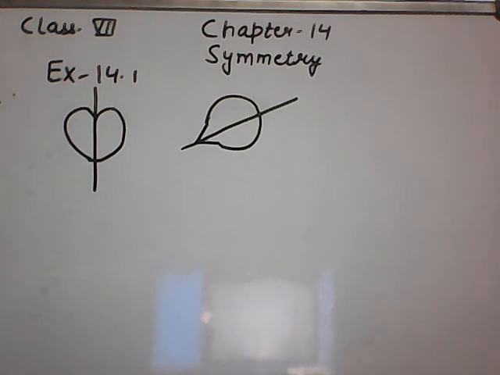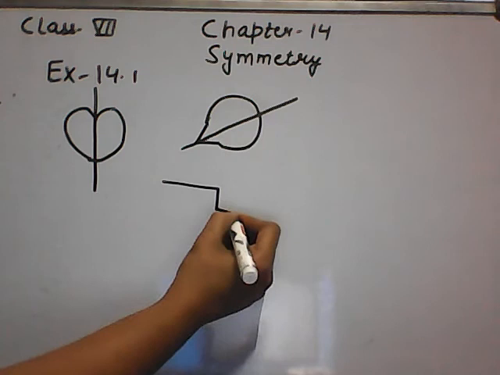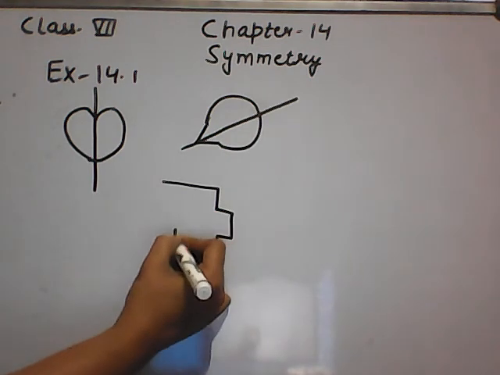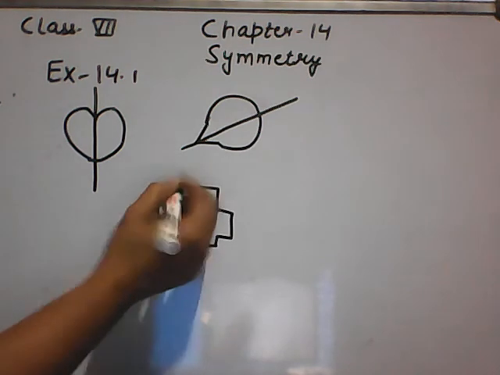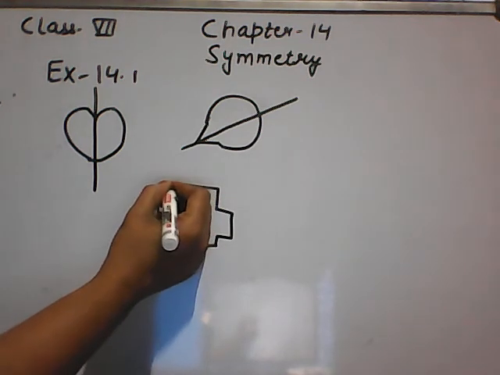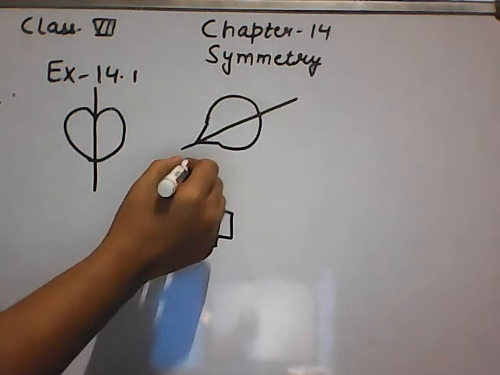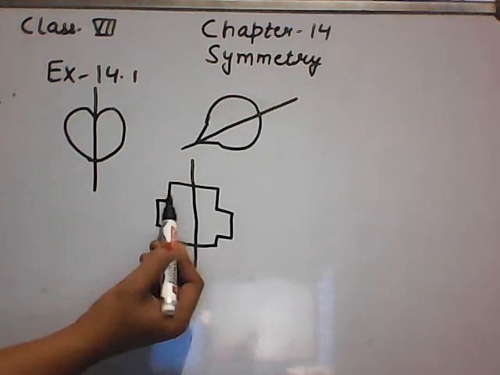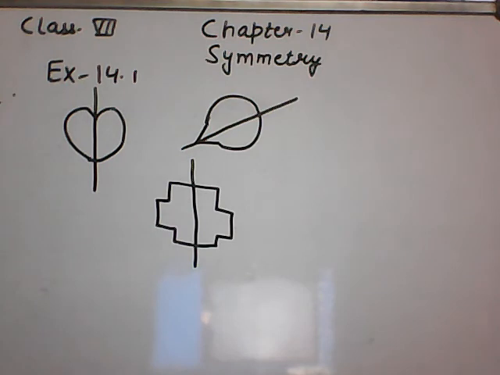In the next figure, this type of figure is given to you, and you have to check whether it is a line of symmetry or not. Yes, there is also a line of symmetry. If we divide this figure along this line, then this part overlaps with the other. So we can say these two parts coincide with each other. So this is a line of symmetry.